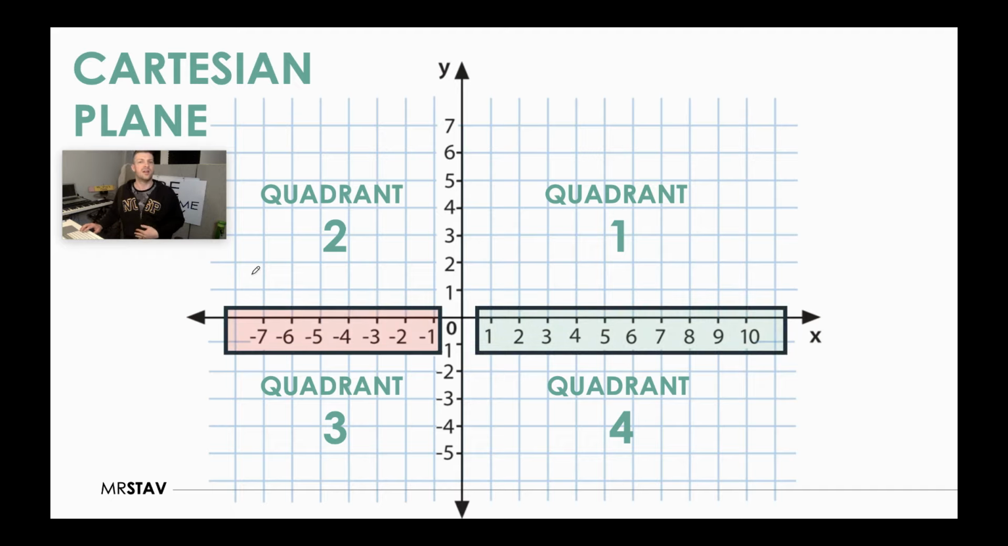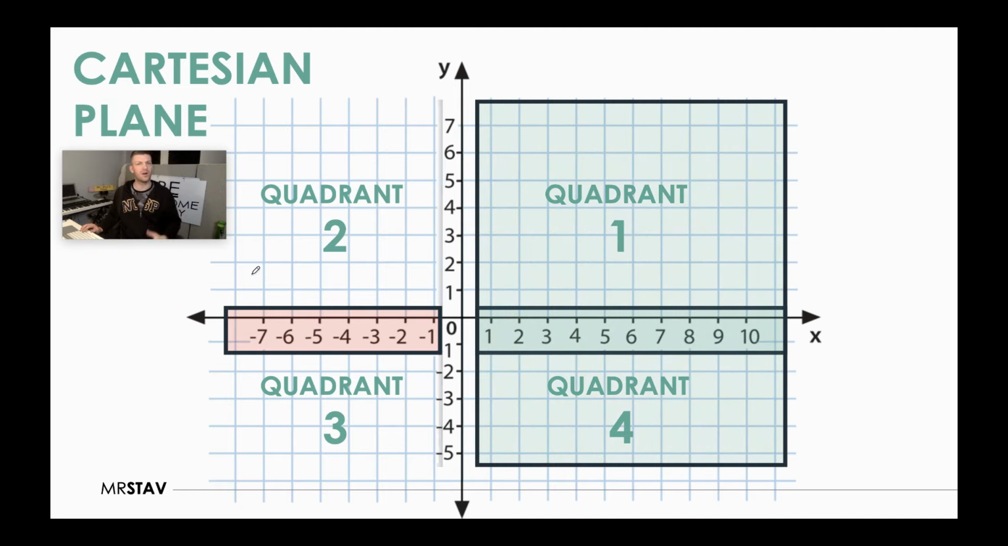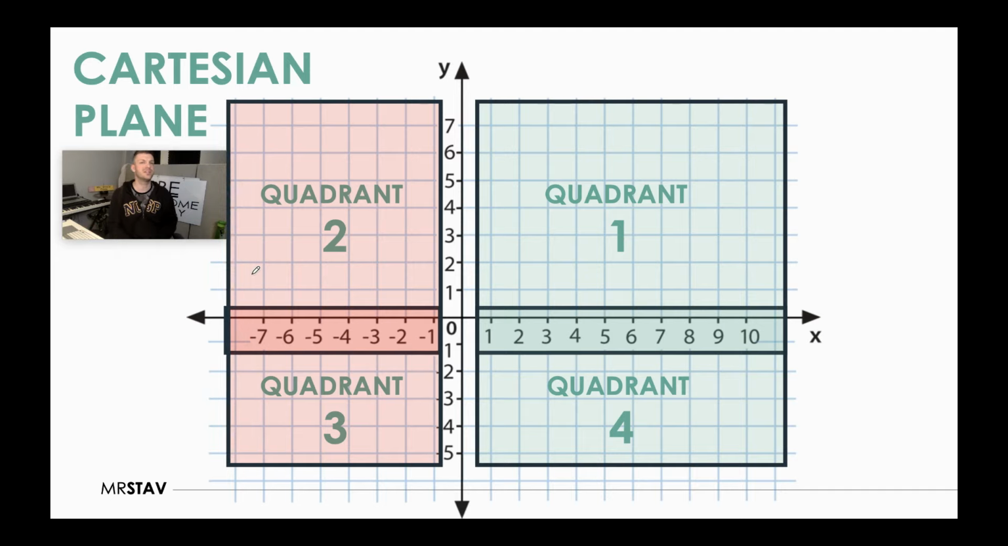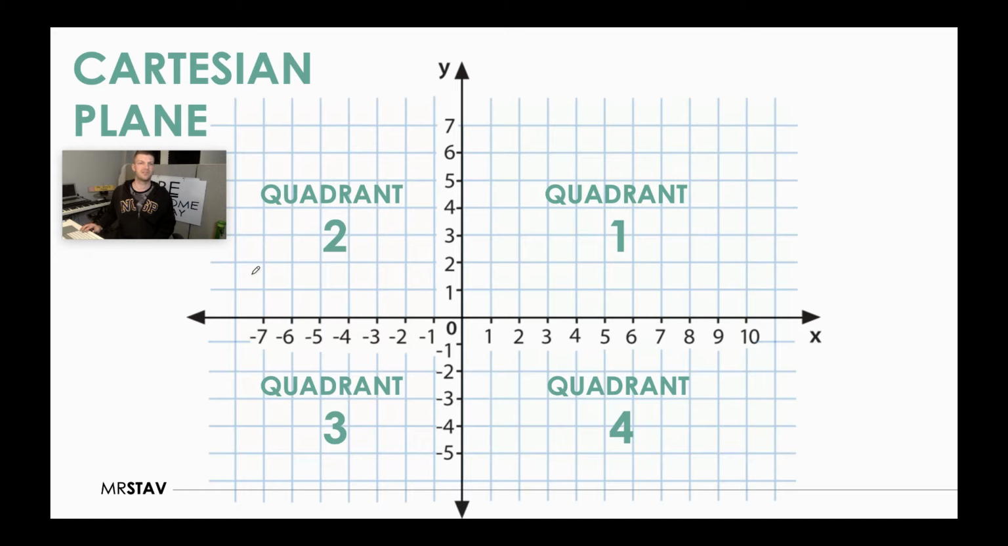In the x-axis, we have positives and we have negatives. As you go to the left, you're going more in the negative direction, and as you go to the right, you're going more into the positive direction. So you're getting higher, and you're getting lower. Anything in quadrant 1 or 4 will be positive, and anything in quadrant 2 or 3 will be negative.